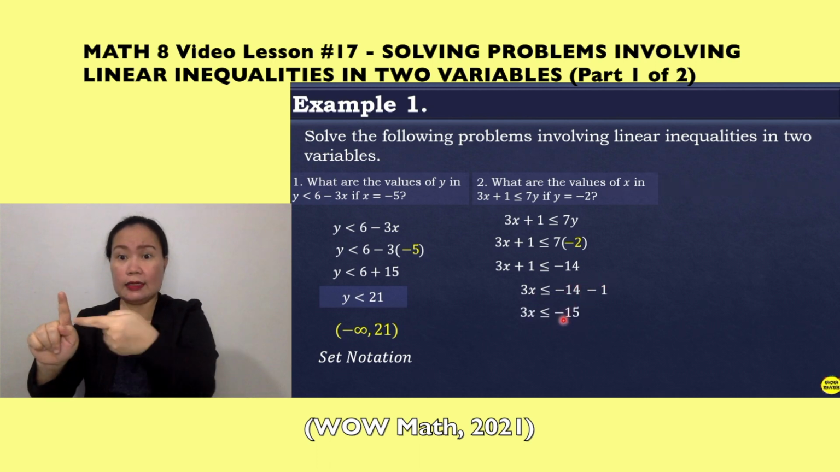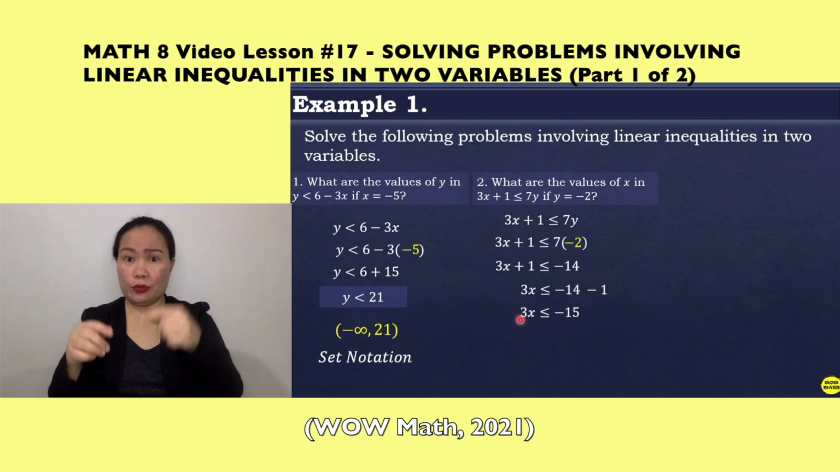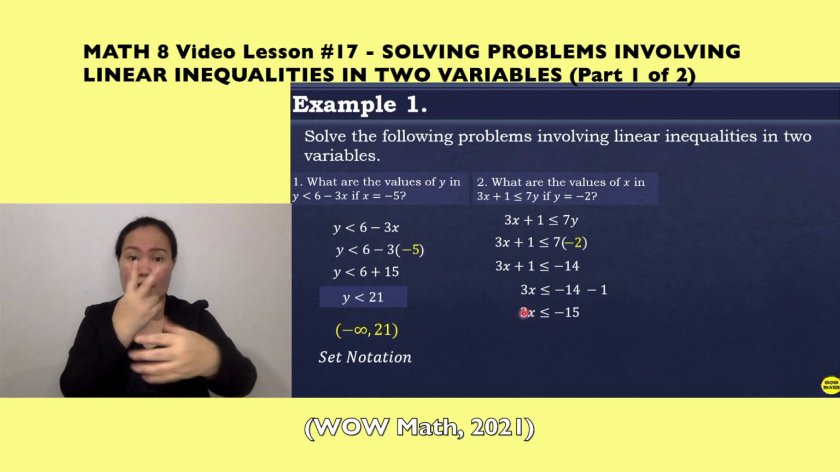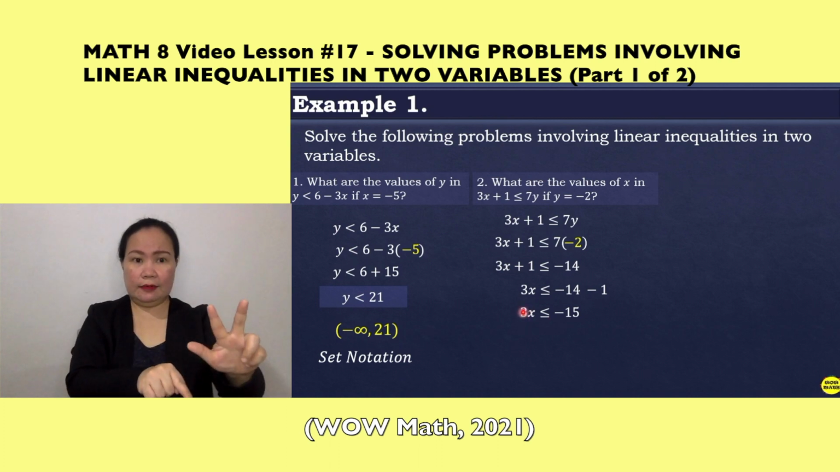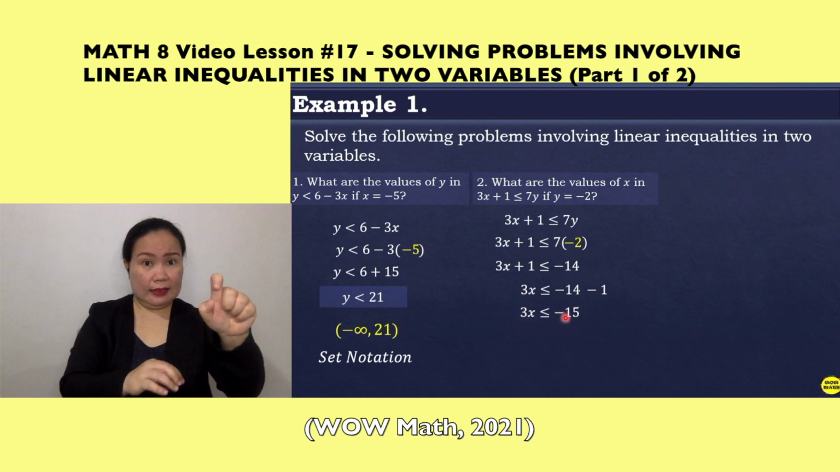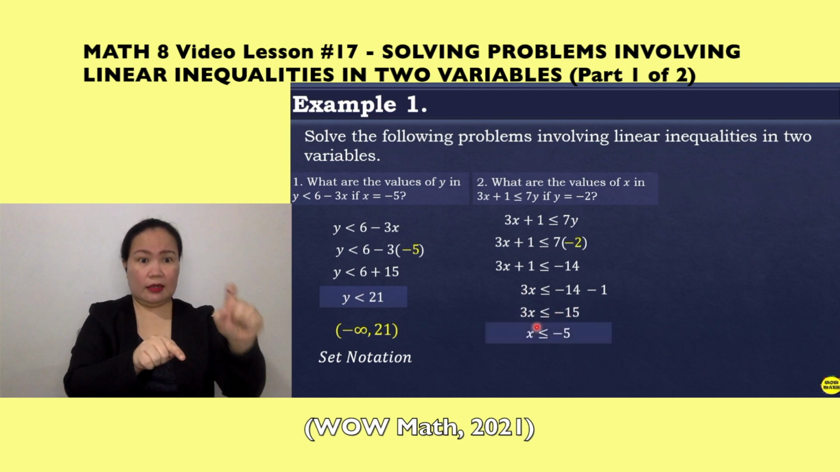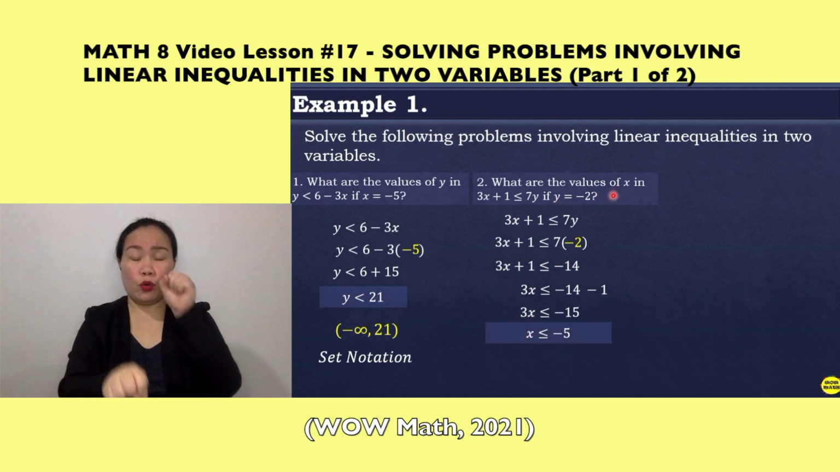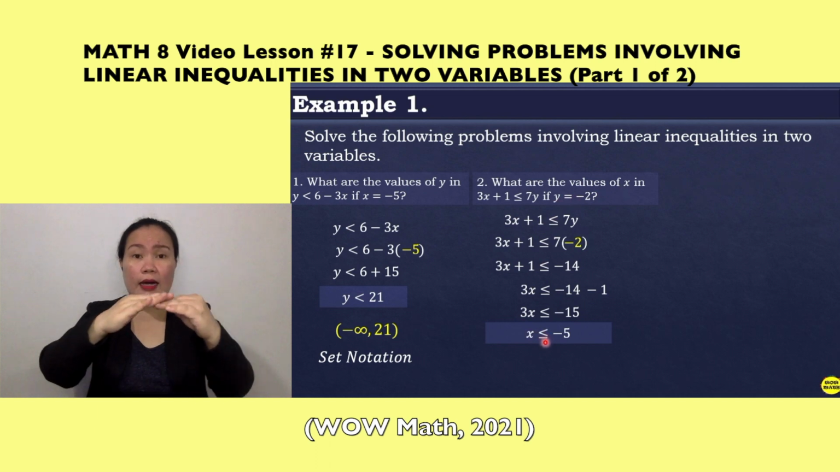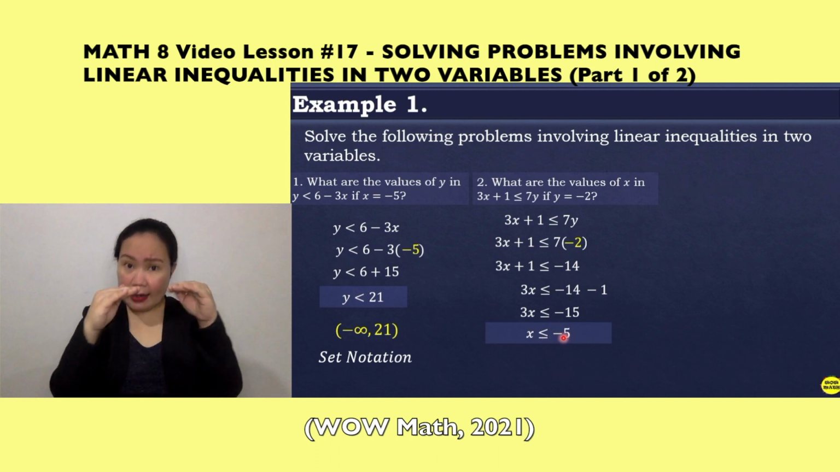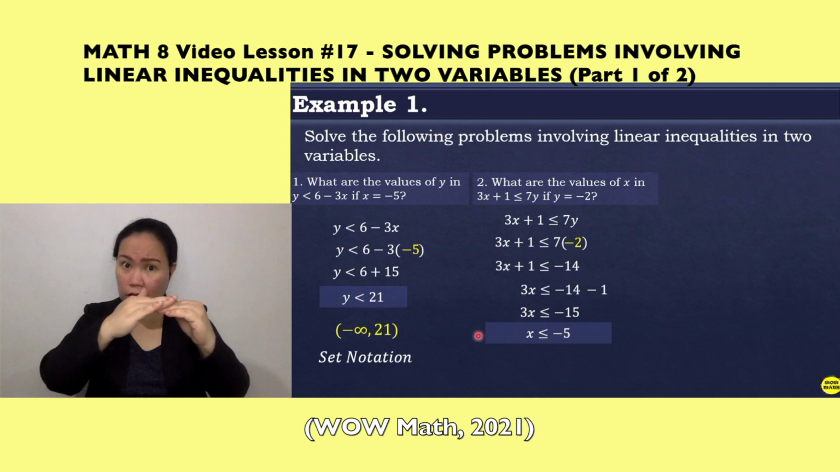So divide both sides by 3. So sanay na tayo doon, yung divide both sides. Kung ano yung coefficient mo dito, i-divide natin siya doon. So since this is 3, negative 15 divided by 3. So this will be cancelled. So you will now have negative 15 divided by 3, that is negative 5. So therefore, the values of x are less than or equal to negative 5. So ibig sabihin, equal to negative 5 or less than negative 5.